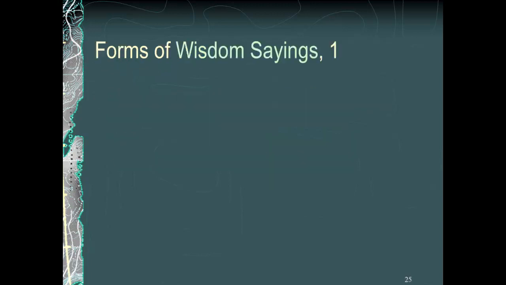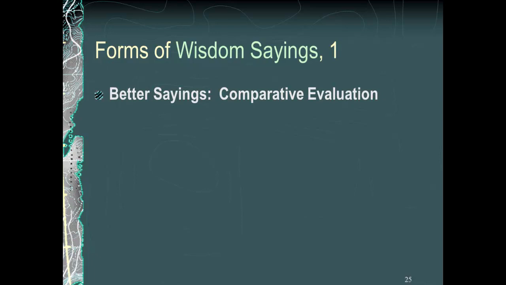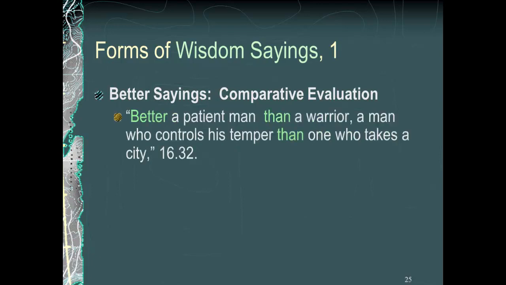Let's turn our attention now to what shape these short wisdom sayings may take. What are some of the characteristic forms of them? There's a form that's come to be called the better sayings, and they issue a comparative evaluation from item A to item B. Very easy to recognize because they will literally have the word better contained within them.